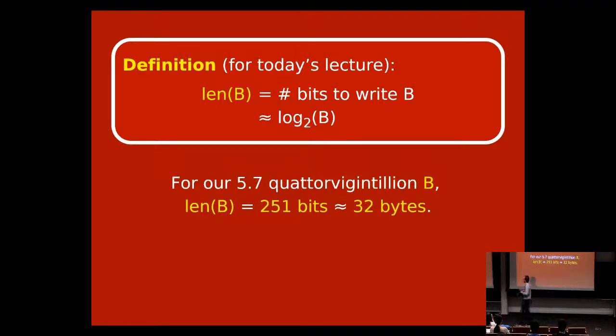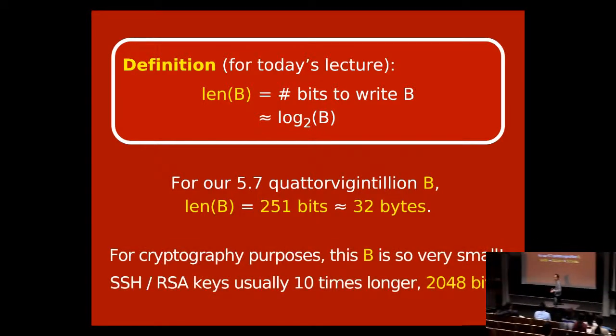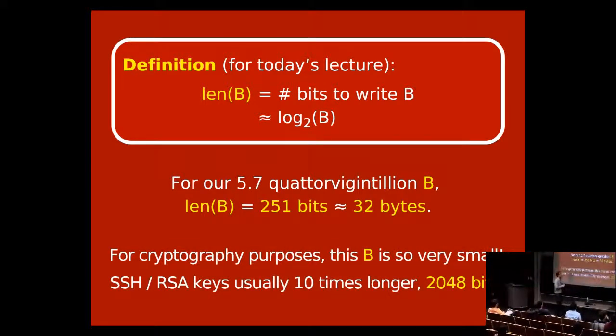So actually, if you look at our number b, which was 5.7 quattuorvigintillion, its length is about 251 bits, or about 32 bytes. So in other words, it's actually tiny, right? It's like 32 bytes long. There's no trouble with storing that in your computer. And in fact, for, let's say, cryptography purposes, which is part of the reason I'm discussing this topic, you'll see some more about cryptography next time, this particular b with 251 bits is actually a very small number.